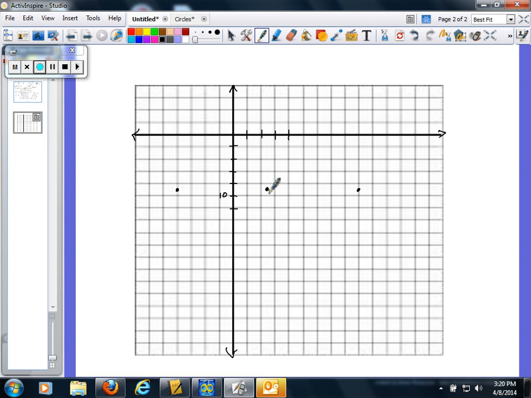And then same thing, I'm going to go up 13. So 2, 4, 6, 8, 10, 12, 13 is going to be right here. 2, 4, 6, 8, 10, 12, 13 will be right here. And now I should have a circle.